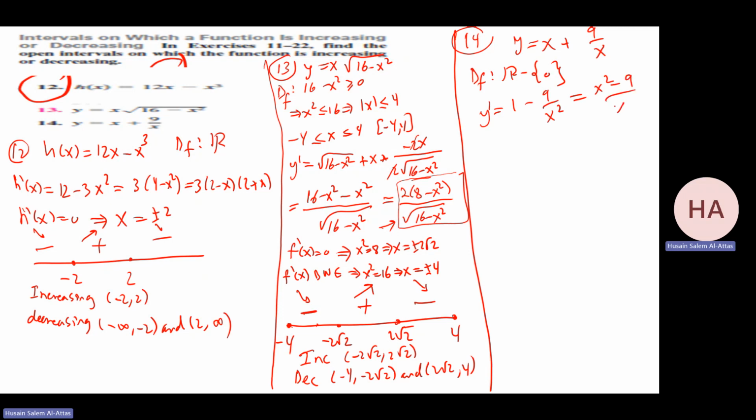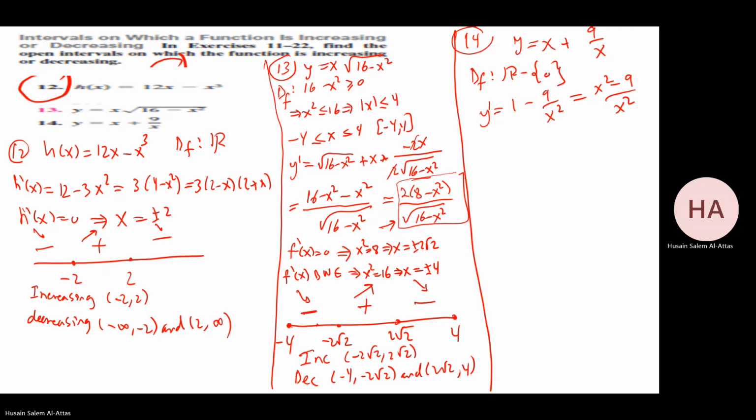Okay. As you see, now we have the same idea but different functions. Now I have y equal x plus 9 over x. What's the domain? All real numbers except 0. Okay. This is the domain. We'll find y prime. Y prime will be what? 1 minus 9 over x squared. In other words, this is x squared minus 9 over x squared.